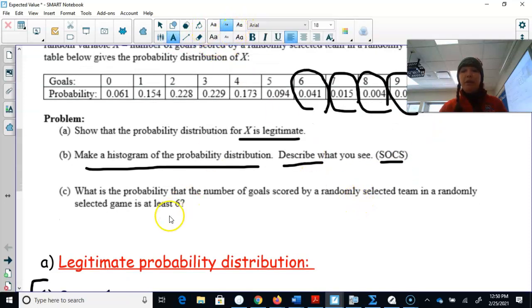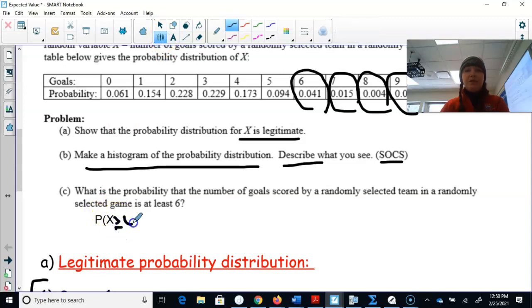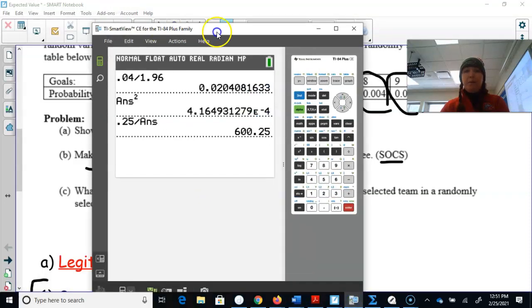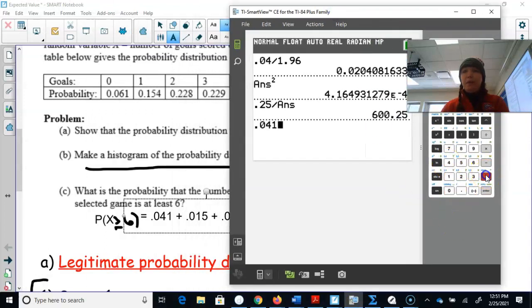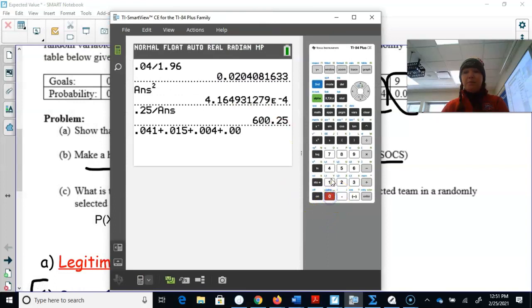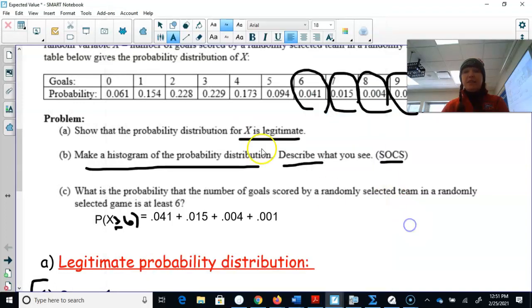So what I am going to do right now is add up the probability of at least 6. I'm going to go ahead and add up those probabilities. I'm going to put those in my calculator. 0.041 plus 0.015 plus 0.004 plus 0.001. And that's equal to 0.061.